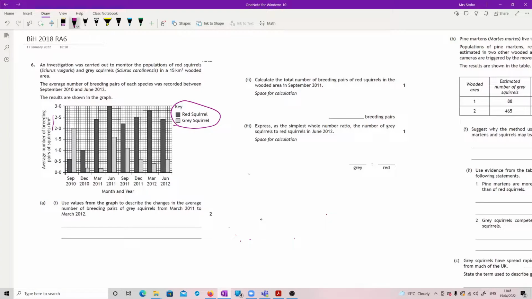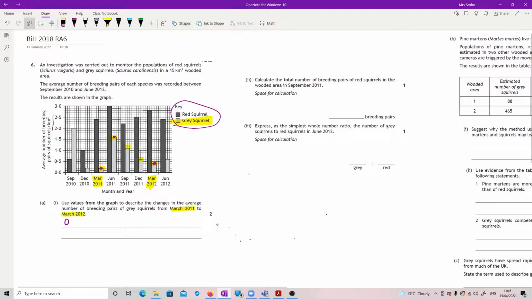Use values from the graph to describe the changes in the average number of breeding pairs of grey squirrels from March 2011 to March 2012. Okay, so I'm just looking at the grey, and only from March 2011 to March 2012. So you treat it exactly like it was a line graph. You would give this point here, say it increased to here, and then decreased to there. So you've got 3 points you want to put in, and you just write it as a straight description.